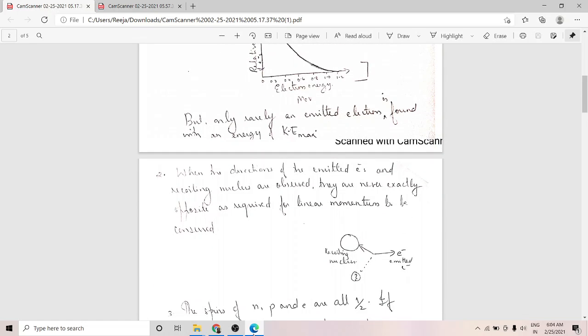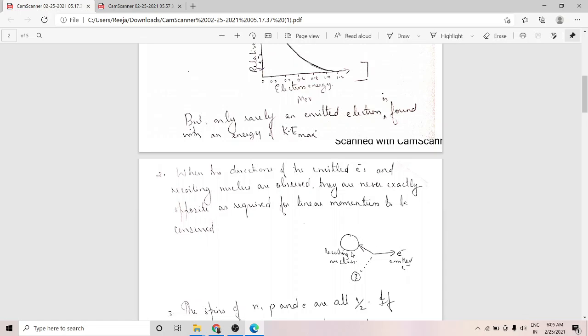Next, how in beta decay the law of conservation of linear momentum was violated. When the directions of the emitted electron and the recoiling nucleus are observed, they are never exactly opposite as required for linear momentum to be conserved. So for linear momentum to be conserved, if the emitted electron is in this direction, then the recoiling nucleus must move exactly in the opposite direction. But here the directions were not exactly opposite, showing that the law of conservation of linear momentum is also not conserved.